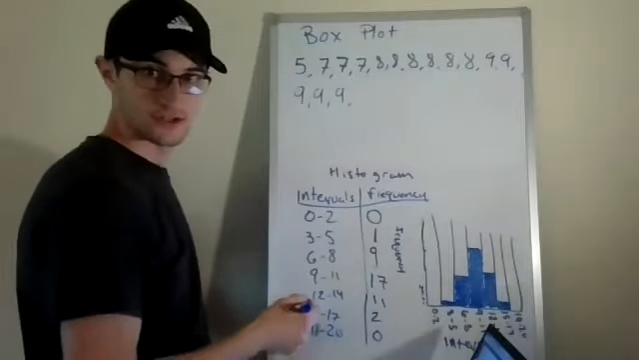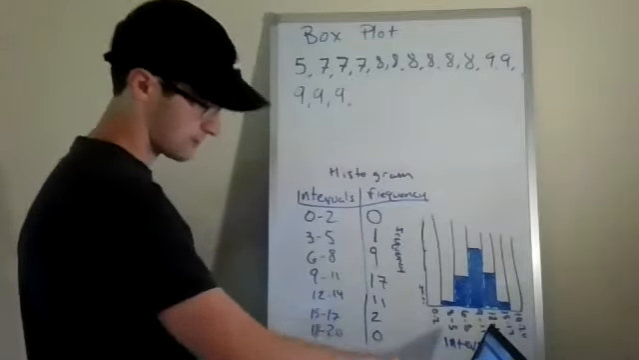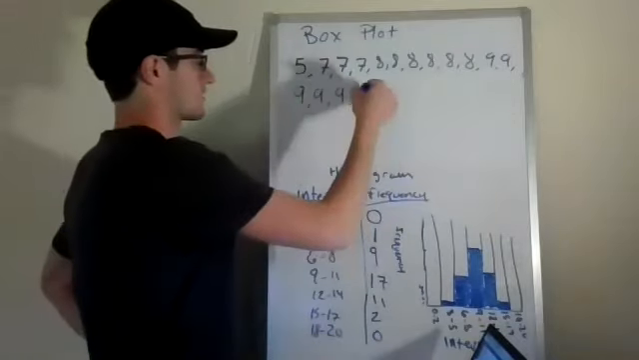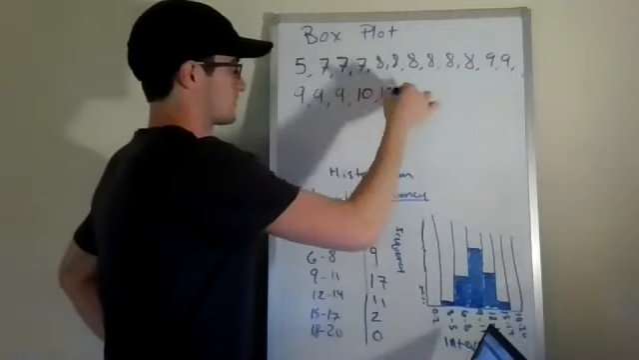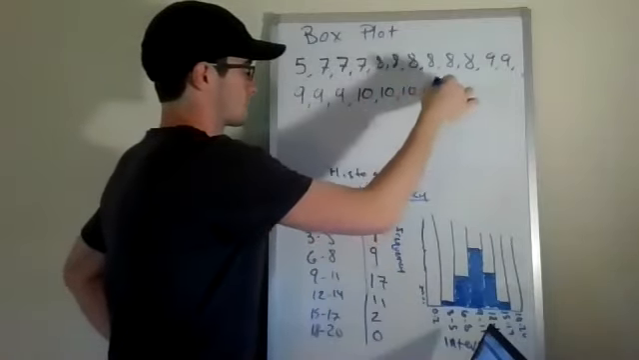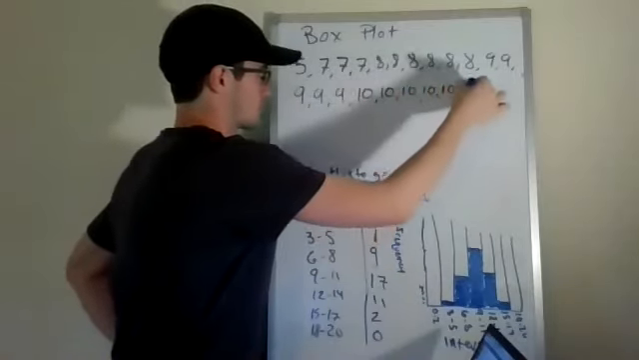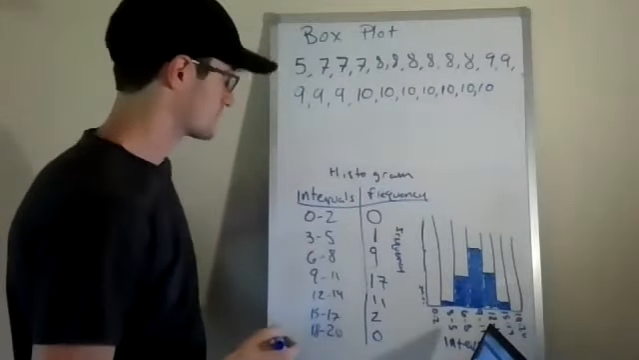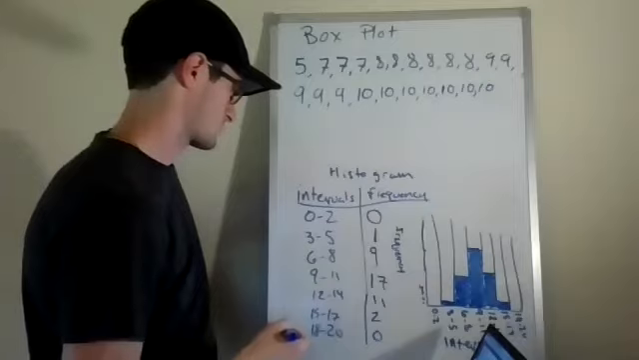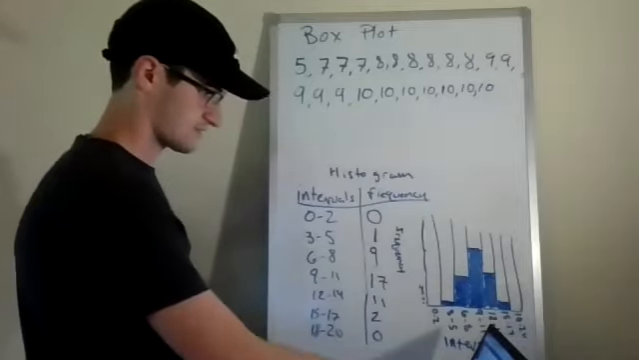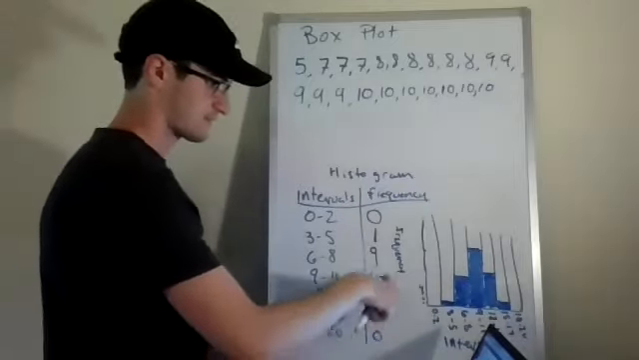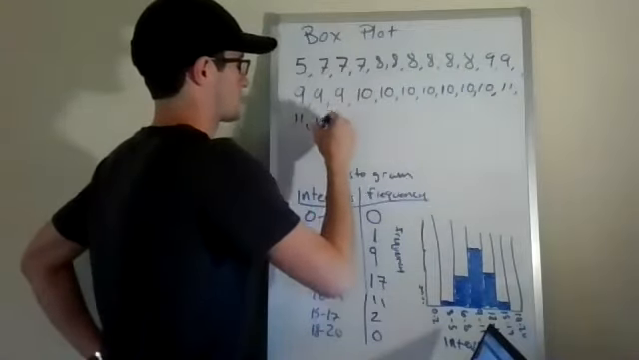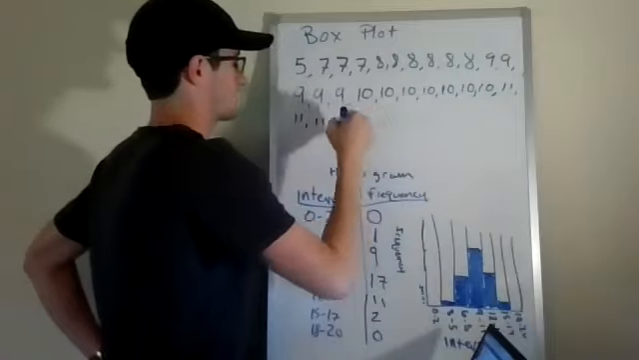Let's check the 10s. What I would do is go through and count them. It's like 1, 2, 3, 4, 5, 6, 7. So 7 10s. And then for 11s, it looks like 1, 2, 3, 4, 5.